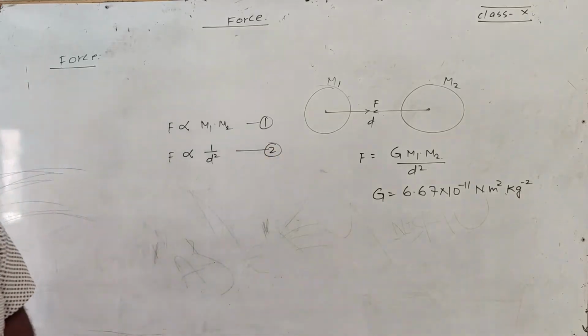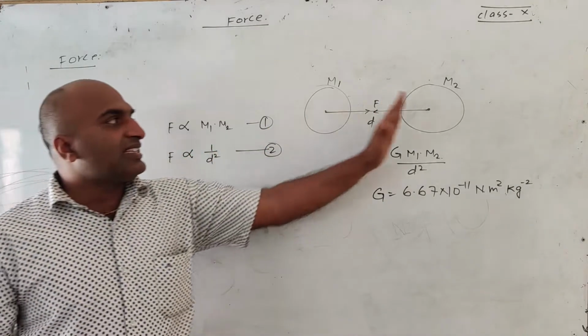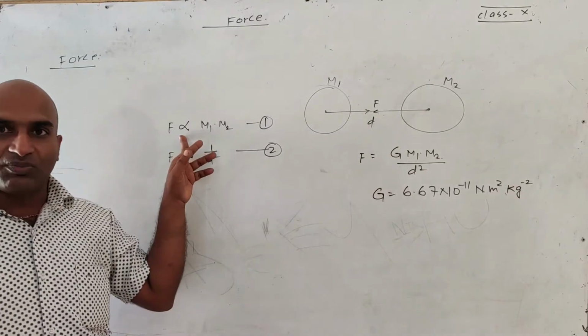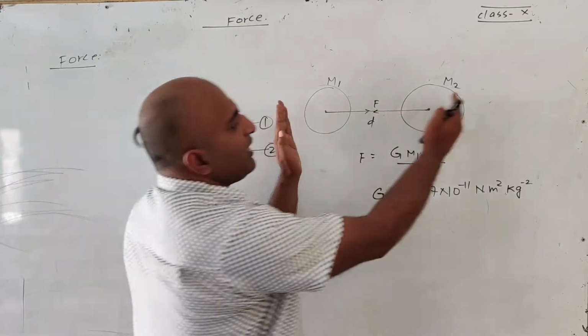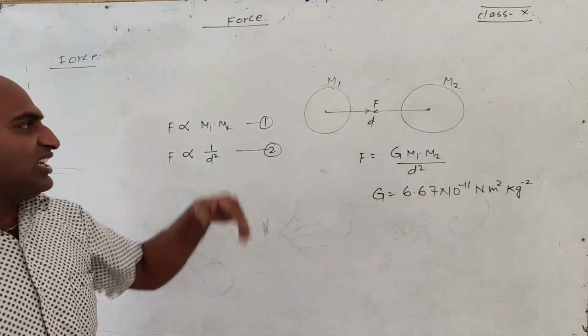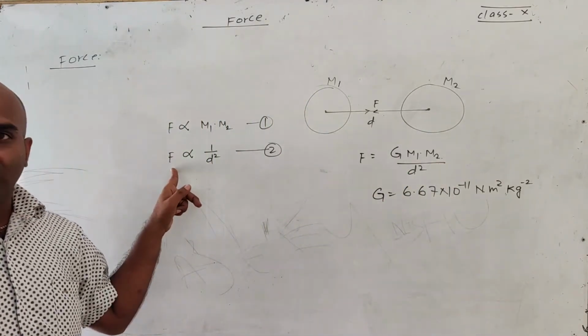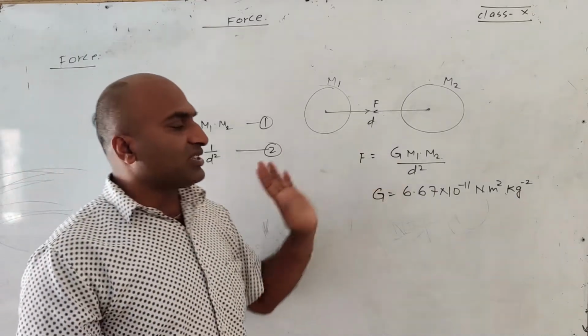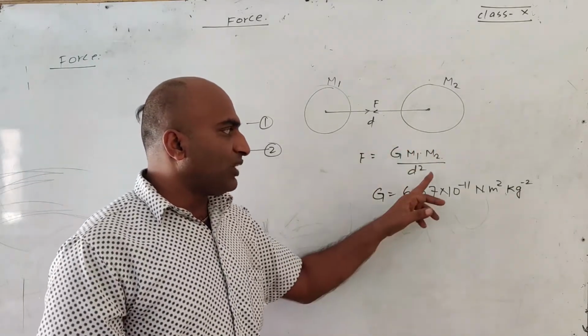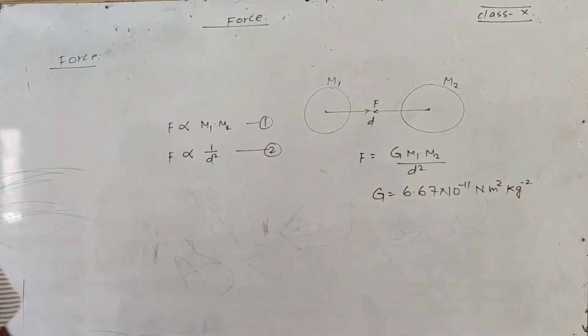It means that if masses are increased, the gravitational force between them increases, and if the distance between two bodies increases, then the gravitational force decreases. This is the relation, and from this we can derive the relation F equals G m1 into m2 by d square.